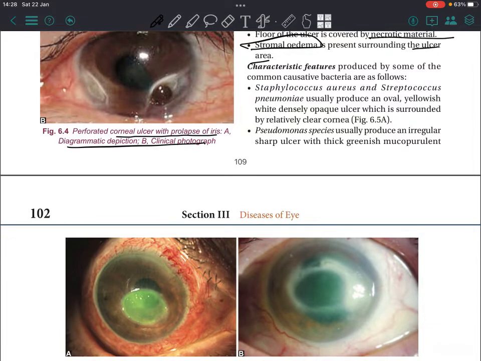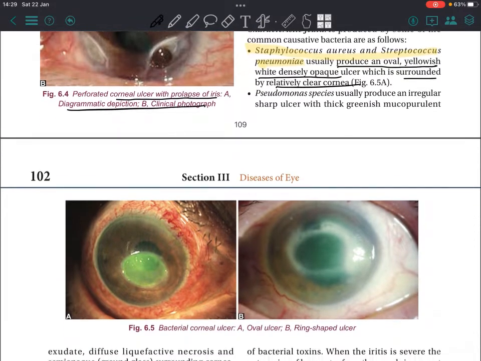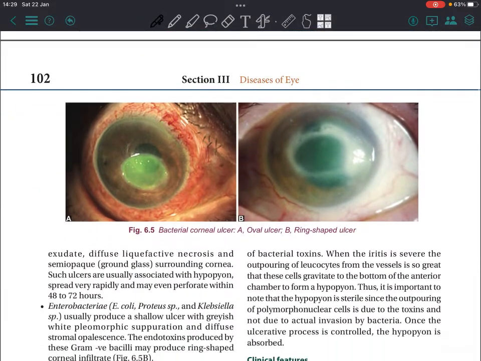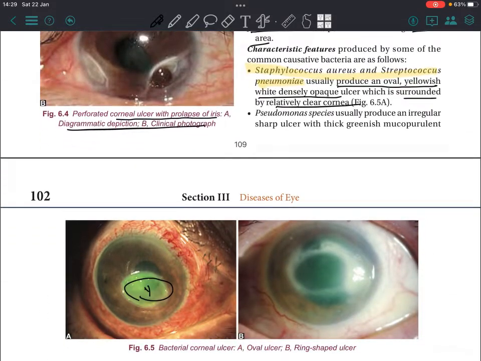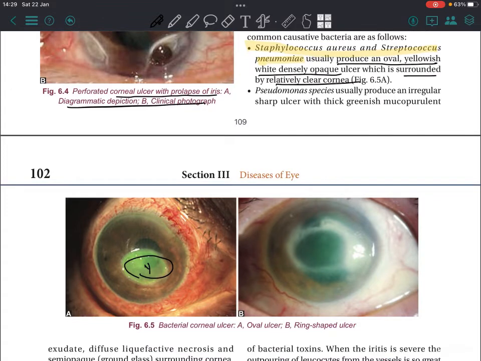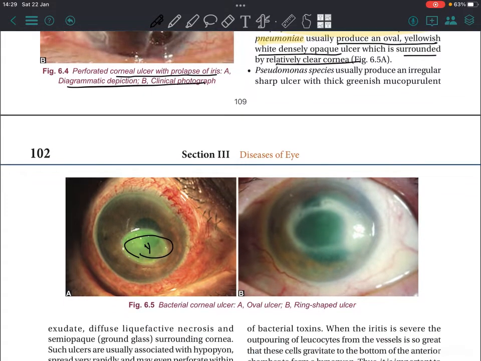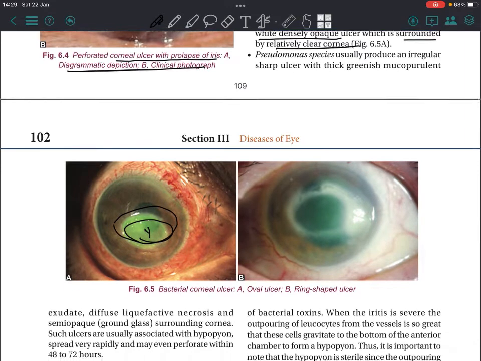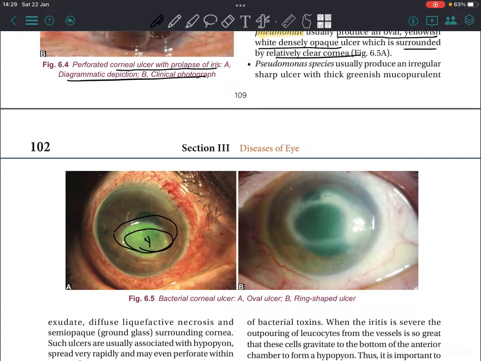Characteristic features produced by some of the common causative bacteria are as follows. Staphylococcus aureus and Streptococcus pneumoniae, gram-positive cocci, usually produce an oval, yellowish white, densely opaque ulcer which is surrounded by relatively clear cornea. Pseudomonas species usually produce an irregular ulcer.